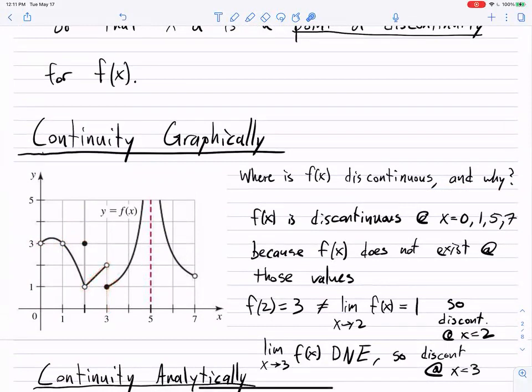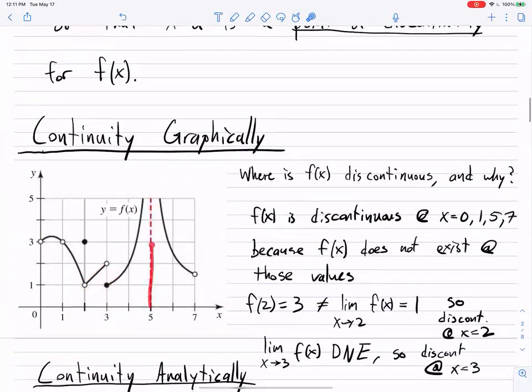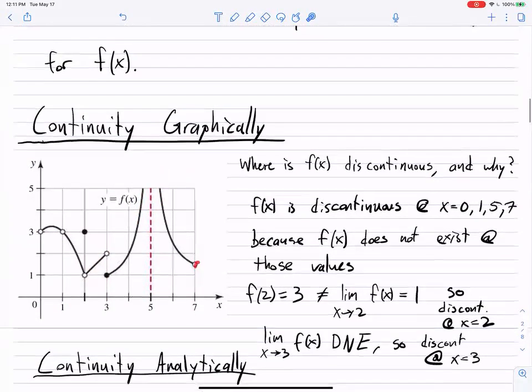There is no limit. And it's discontinuous at 5 because the function value does not exist, because it's an asymptote. The limit does not exist, but is not a number. And it's discontinuous at 7 because the function does not exist. So at 0, 1, 5, and 7, it's discontinuous because there's no function value at those values.